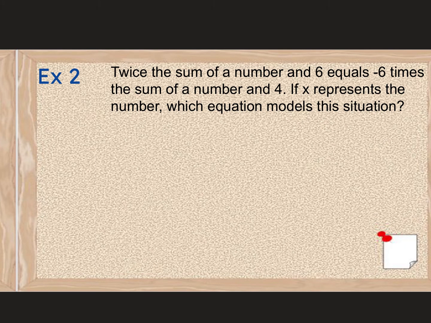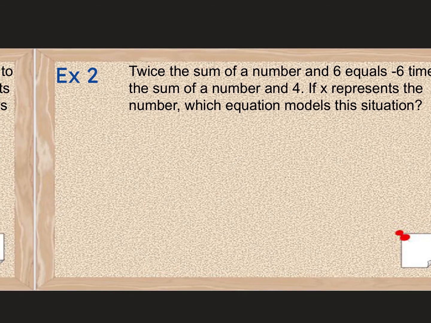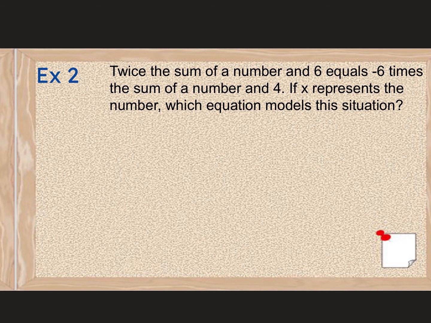It says twice the sum of a number and 6 equals -6 times the sum of a number and 4. If x represents the number, which equation models the situation? So again, here we have x represents a number. So we defined our x. So x is equal to a number.